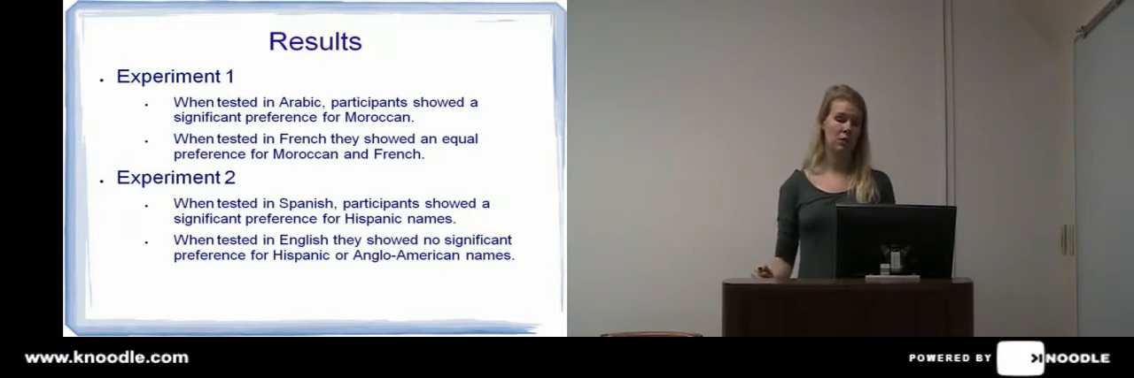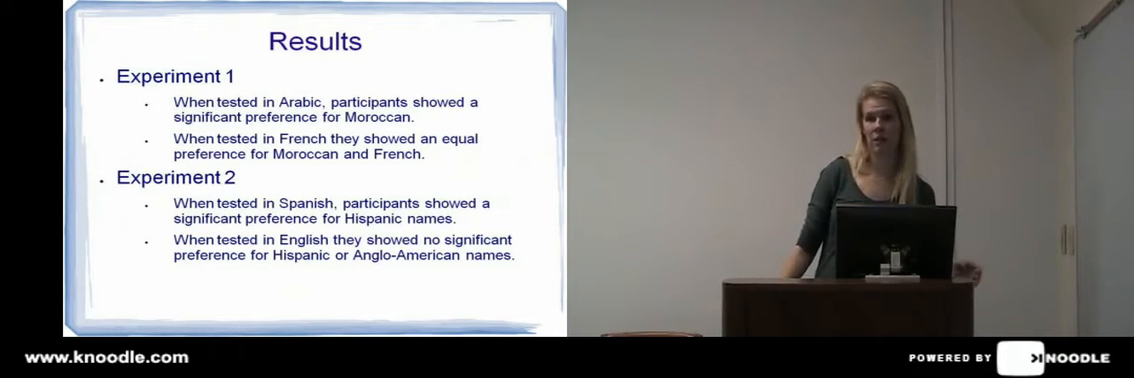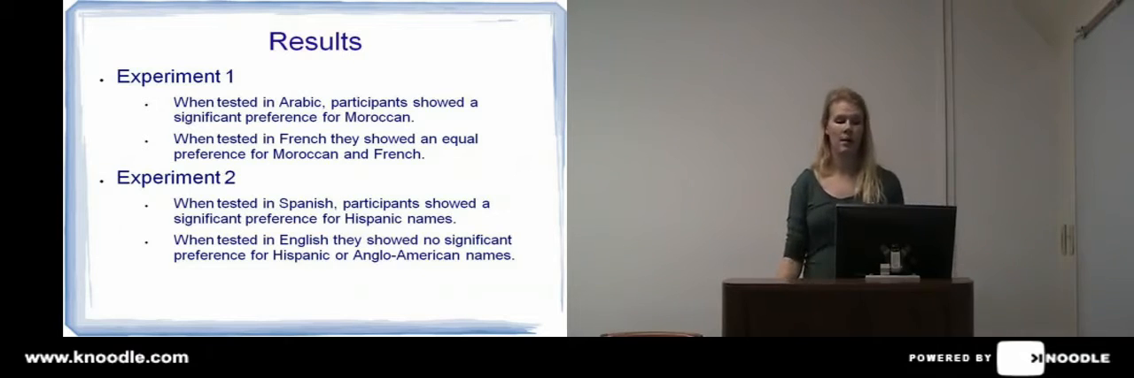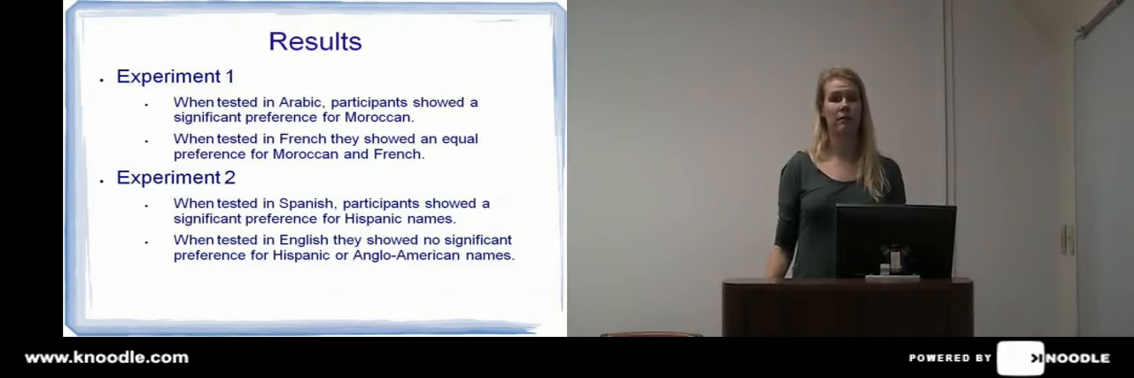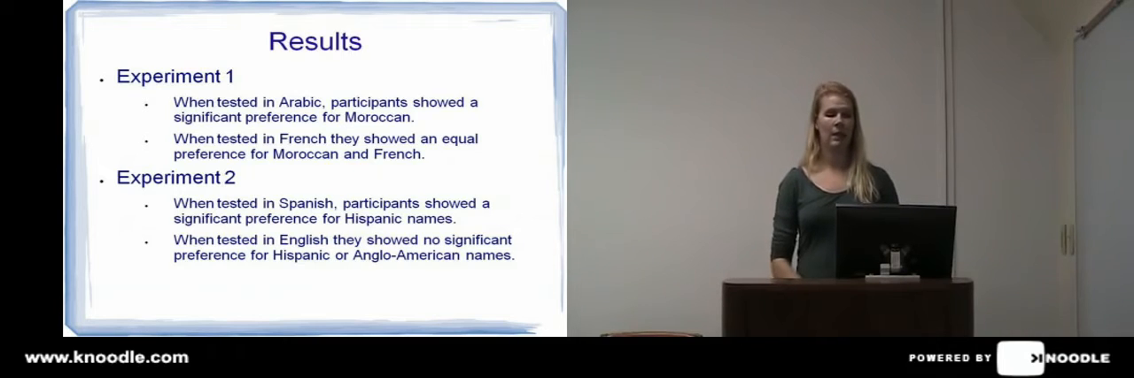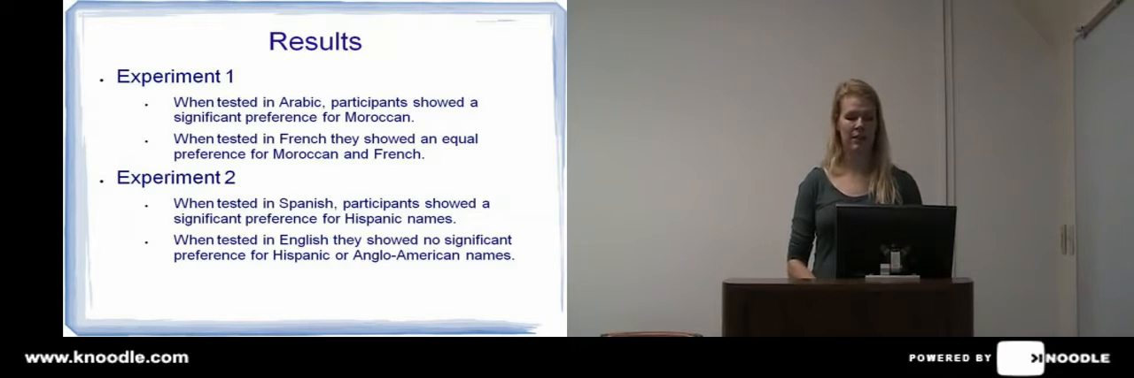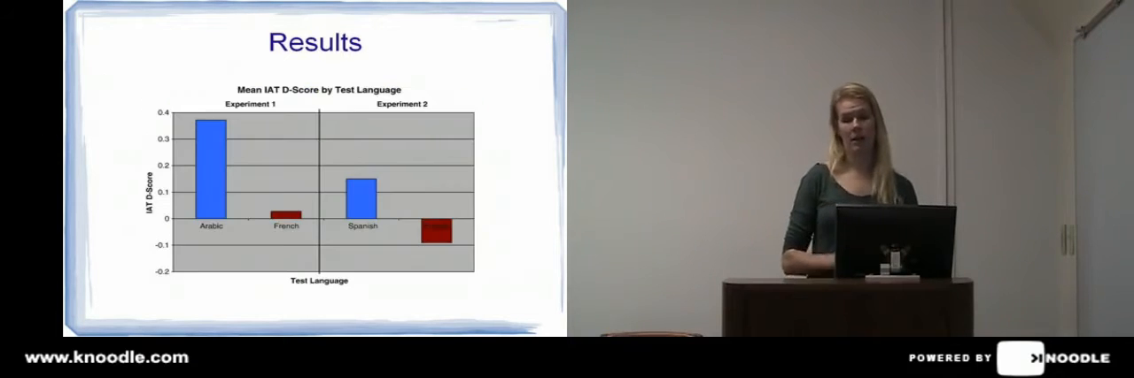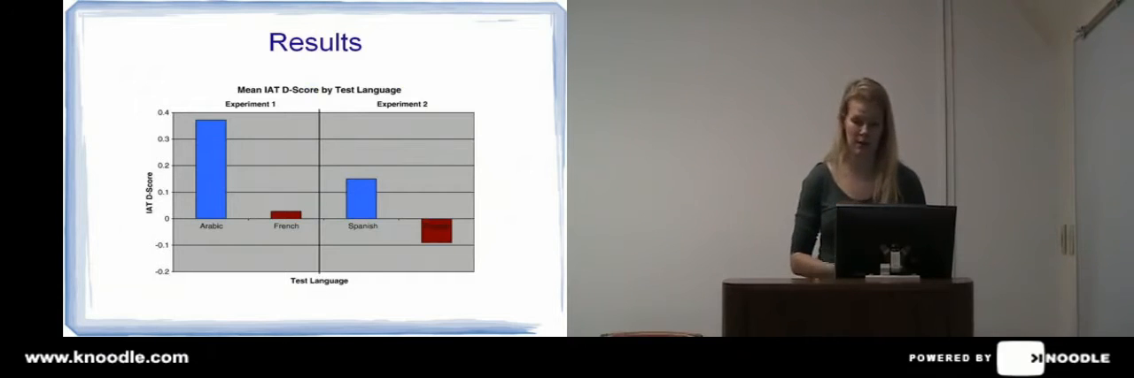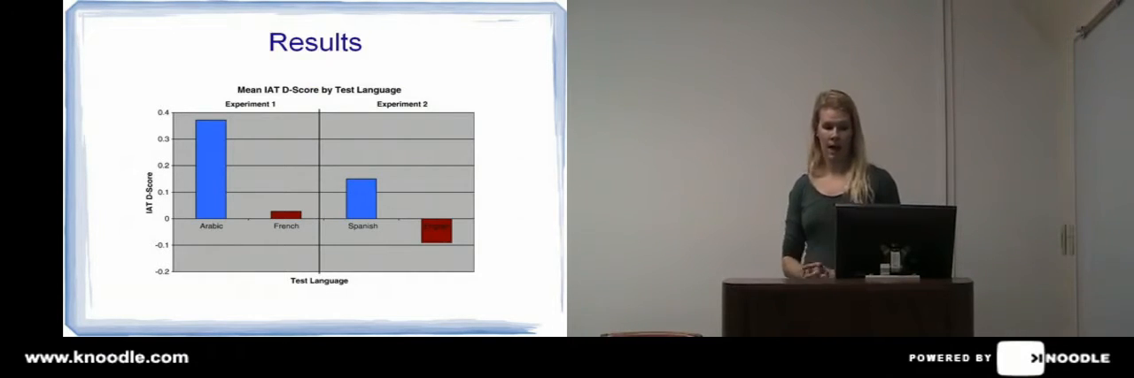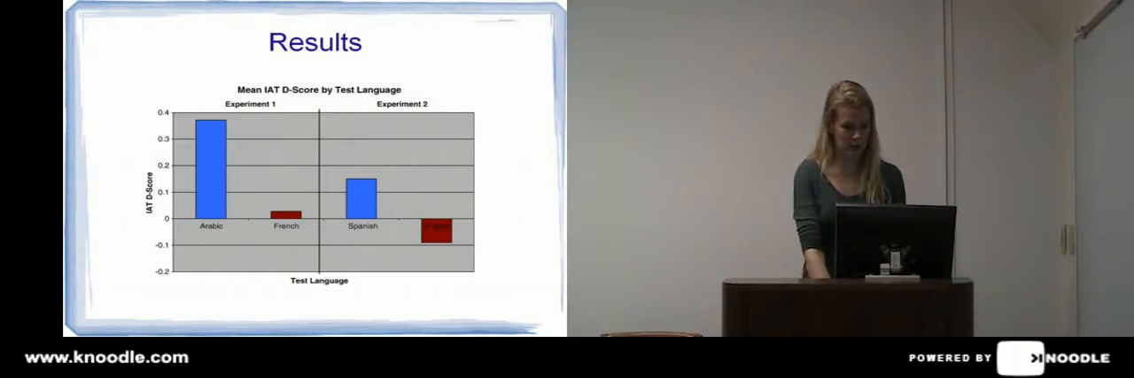In experiment 2 with the Spanish and English bilinguals, when tested in Spanish, the participants showed a significant preference for Hispanic names, and when tested in English, they showed no significant preference for Hispanic or Anglo-American names. So these results are consistent with experiment 1, so they were able to replicate their results.